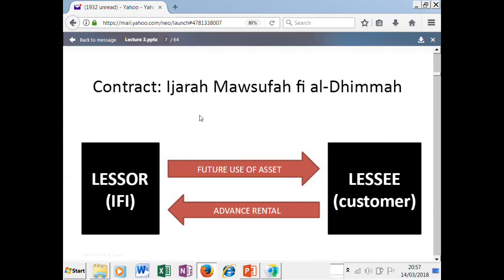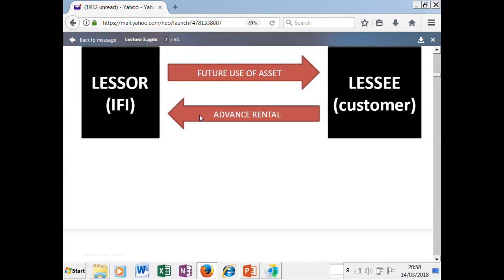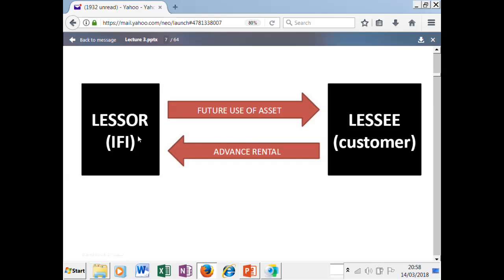Then contract ijarah mawsufah fi al-dhimmah. Okay, this is lease, lessor and lessee. Future use of asset. The Islamic bank, the lessor, will provide the asset, future use of asset, and the lessee, the customer, pays advance rental. So how do you pay advance rental? You pay first, then you use. Normally lah macam tu, bayar sewa dulu kan, baru duduk, right?